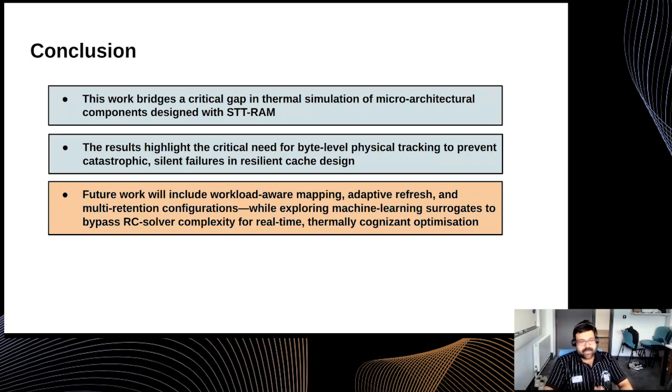We are also exploring machine learning surrogates to bypass RC solver complexity for real-time thermally cognizant optimization. This work is in progress, where we are employing machine learning surrogates like LSTM, Tsetlin machine, and of course the DNN. So this work is under exploration.